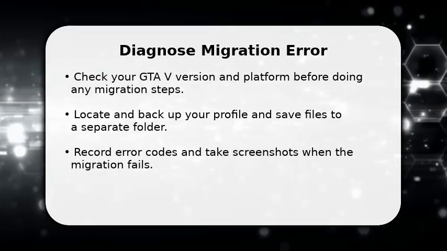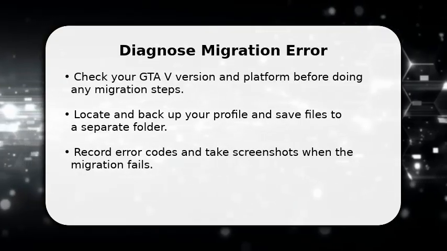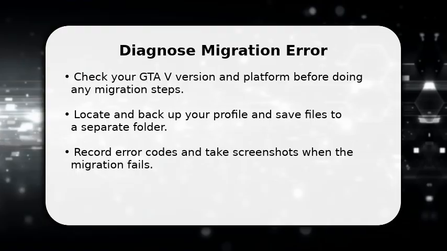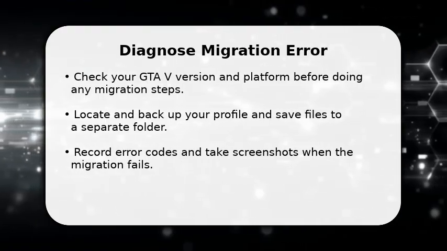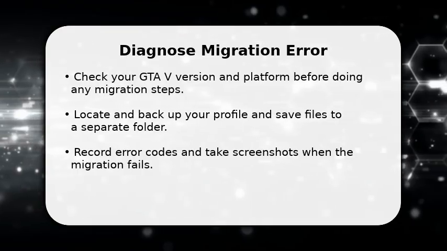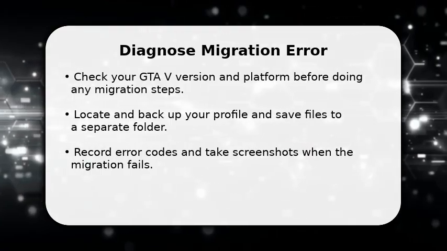Start by checking your GTA V version and platform before starting migration. Make sure the source and target use the same major game build. Next, locate and back up your profile and save files to a separate folder. Include cloud saves if they exist and disable automatic sync temporarily.